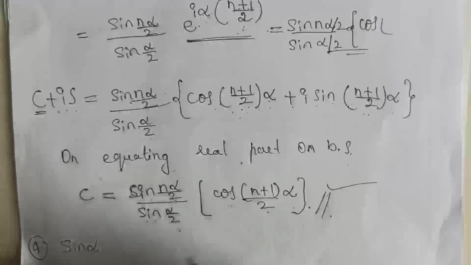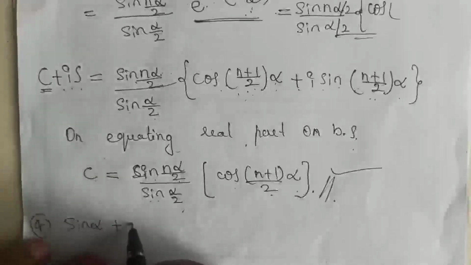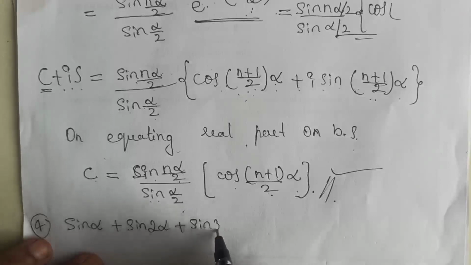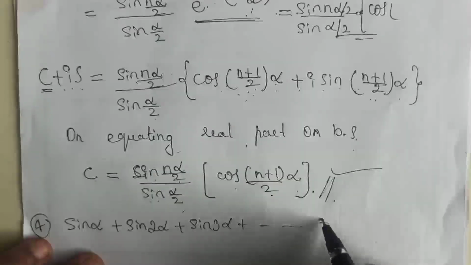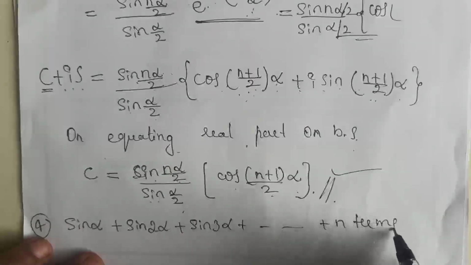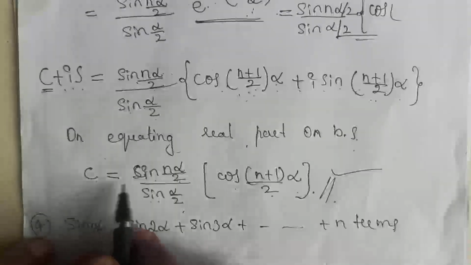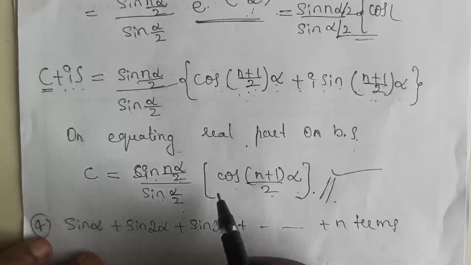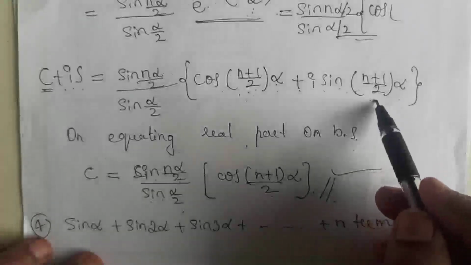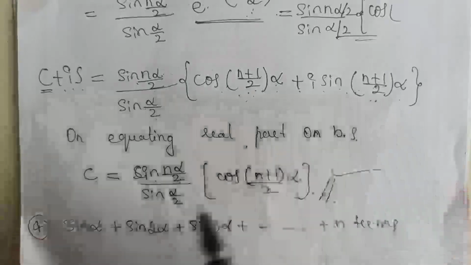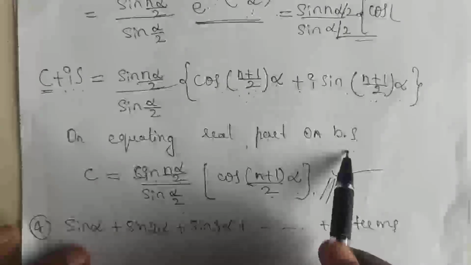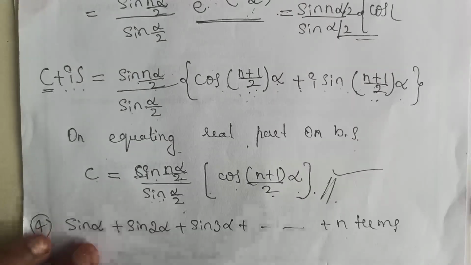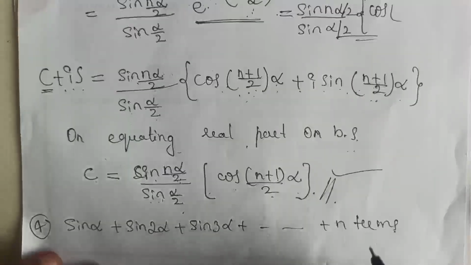If the given series is a cosine series, we get this answer. Otherwise, if the question is like this, sin alpha plus sin 2 alpha plus sin 3 alpha and so on up to n terms, then we get the answer S equals sin n alpha divided by 2 whole divided by sin alpha divided by 2 into sin of n plus 1 divided by 2 alpha, because there we have to equate the imaginary part, since sin terms are all the imaginary part. Therefore, on equating the imaginary part, we get the answer.